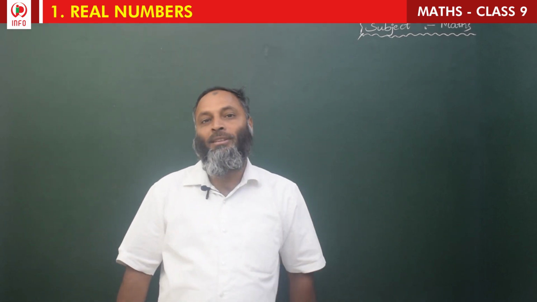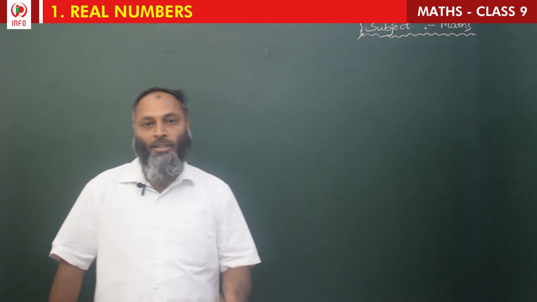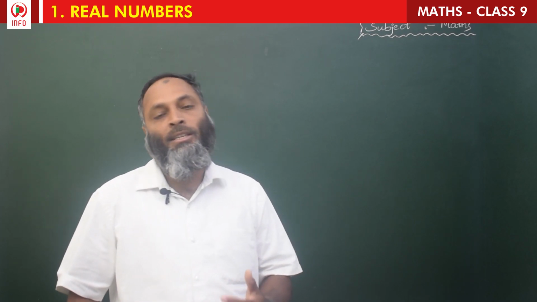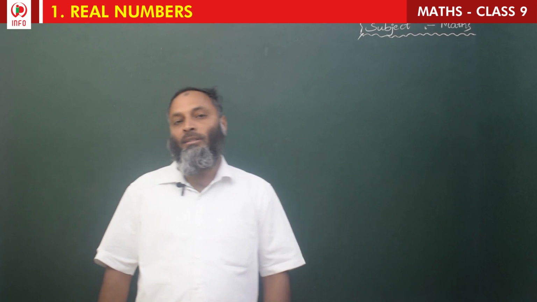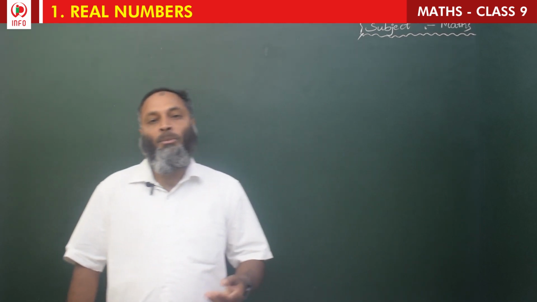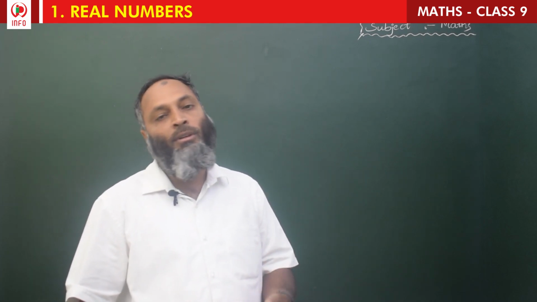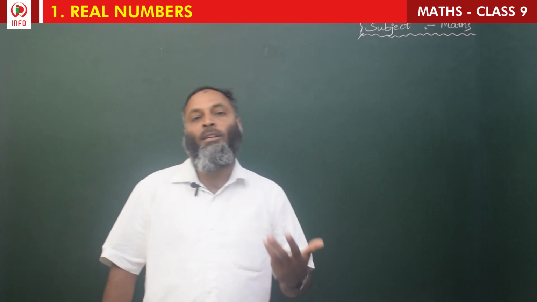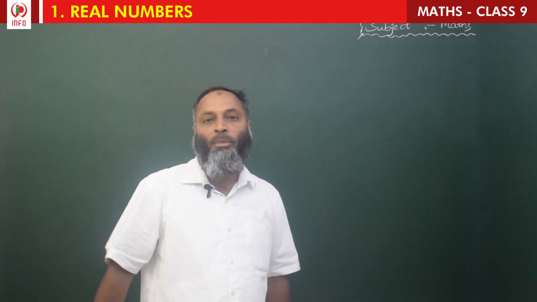Before, in our previous classes, we learned other number systems like the set of natural numbers, the set of whole numbers, and the set of integers. These three number systems we discussed, and also we discussed the properties of all these number systems and how to add, subtract, multiply and divide, these fundamental operations. So in natural numbers, whole numbers and integers, that we did. Again, we recapitulate what we did in our previous classes.